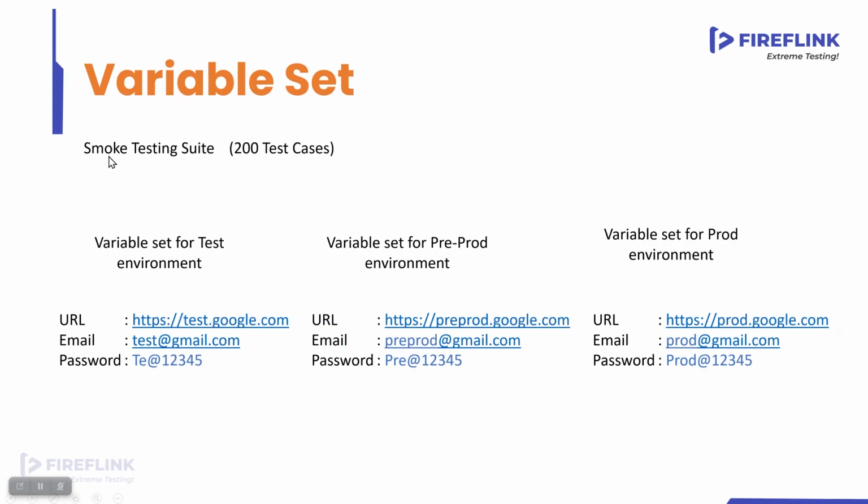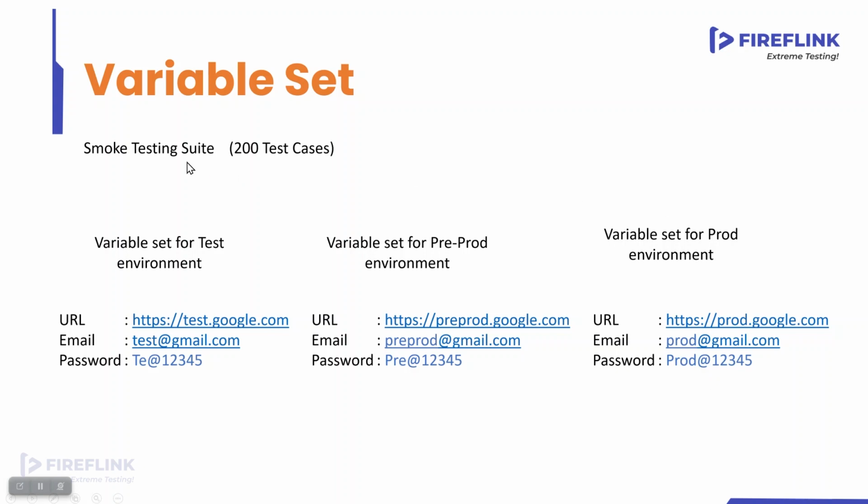Again, if I want to run this smoke testing suite in the production environment, what do I have to do? I have to select this variable set. So now the URL will be taking this particular value. Why? Because I have selected which variable set? Production variable set, right? So URL will take this particular value, the email ID will take this particular value, and the password will take this particular value. So this will be running in the production environment, right?